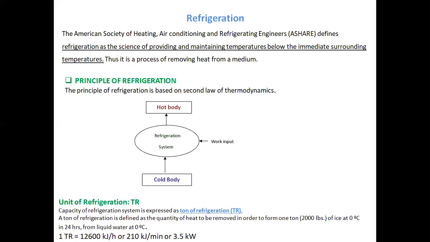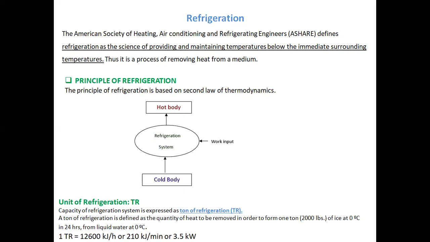As per the Clausius statement of the second law of thermodynamics, refrigeration works on the second law of thermodynamics. What Clausius says is that whenever you have to remove heat from an object, that is a cold body in this case, you need to give some work input, and then with the help of the refrigeration system, the heat from this cold body is removed and that heat is rejected to a hot body. Clear? So this is the second law of thermodynamics, and refrigeration works on this principle.